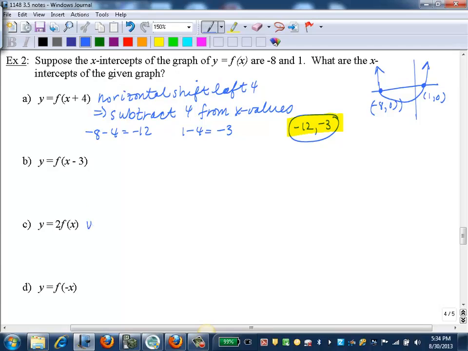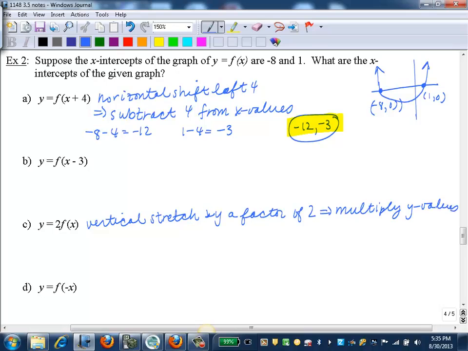So we know that this is a vertical stretch by a factor of 2. So in order to achieve this transformation, it's vertical, so we would change the y values. And it's a stretch, so we would multiply those y values by 2.